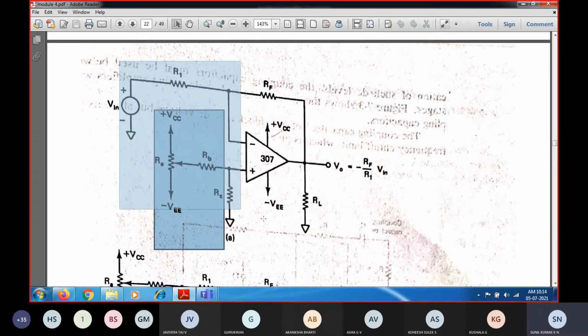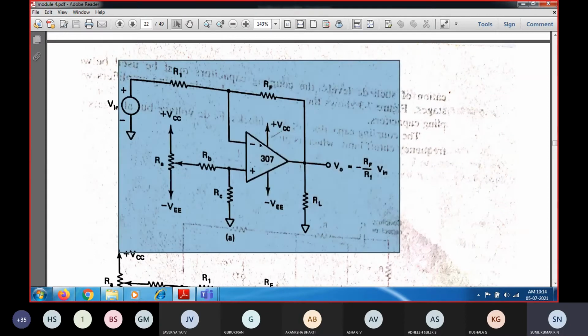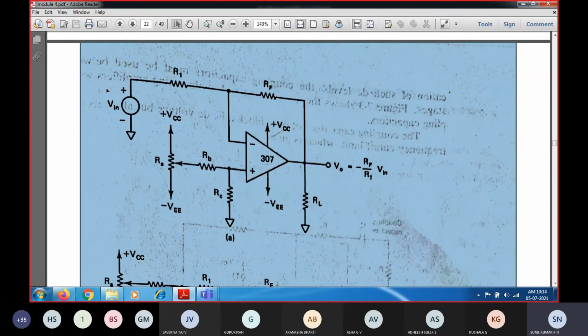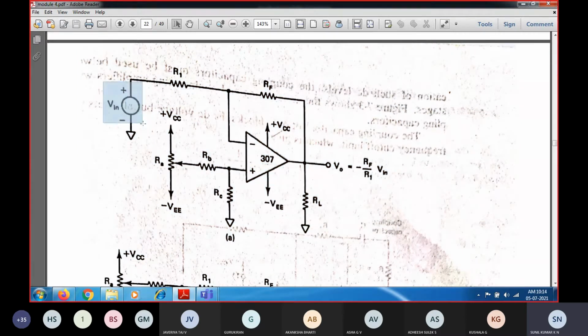So this is the inverting amplifier. Whenever you have to see which type of configuration it is, you should see where the input voltage source is connected. If it is connected to the inverting terminal, then it is called an inverting amplifier. If the input voltage is connected to the non-inverting terminal, then obviously it will be a non-inverting amplifier configuration. Okay, so now this is the offset voltage compensating network. This is going to nullify the offset voltage.